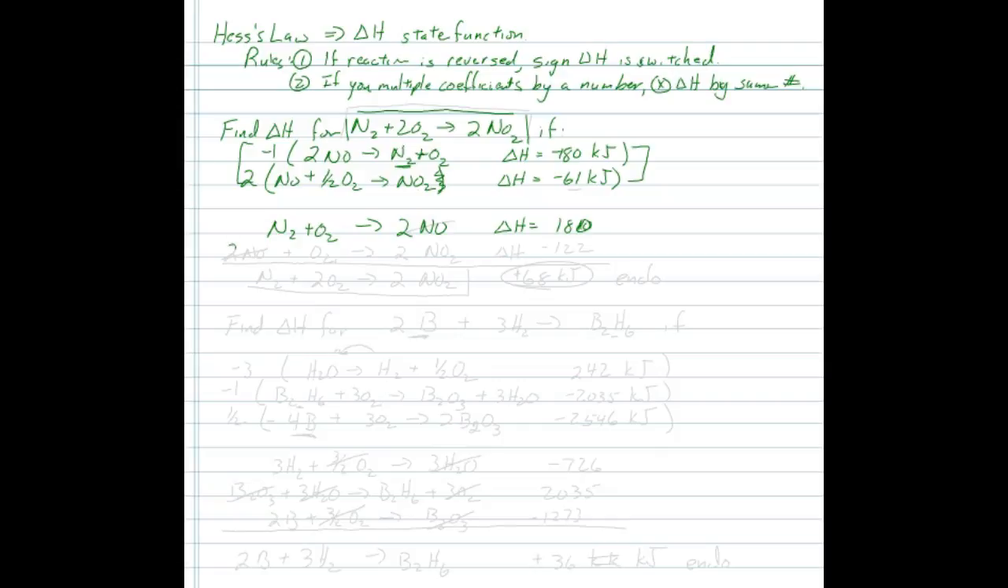2 of these: 2NO plus O2 makes 2NO2, and the delta H, we have to multiply that by 2, negative 122. Add these up. This is like solving simultaneous equations. The 2NO cancels. Nothing else cancels, but the O2 and the O2 add up to be 2O2. So it's N2 plus 2O2 yields 2NO2. And you add these two delta H's up, and you get positive 68 kilojoules.